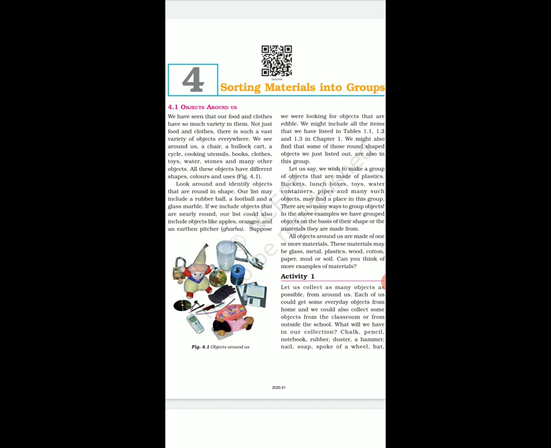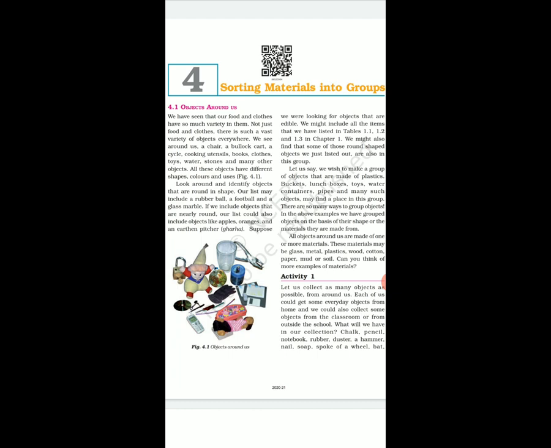Look around and identify objects that are round in shape. You can identify the round objects and make one group. Our list may include a rubber ball, a football, a marble, then from utensils, a plate. These are all round. If we include objects that are nearly round, our list could also include apple, orange, right? Then our earthen pot from which we drink water.